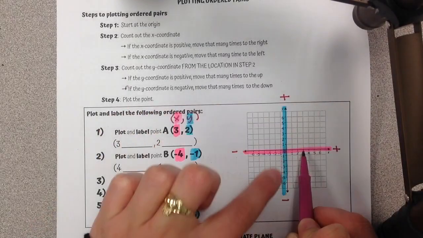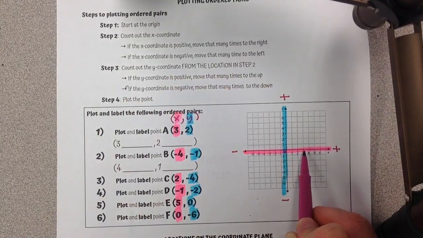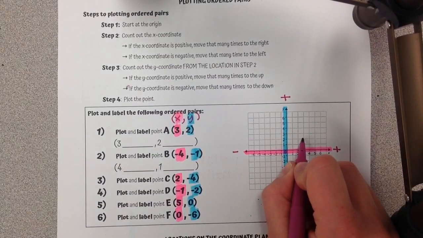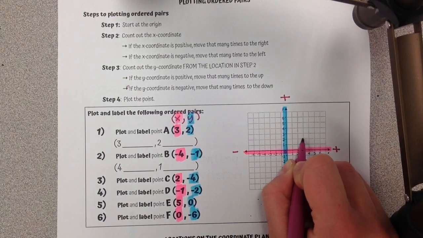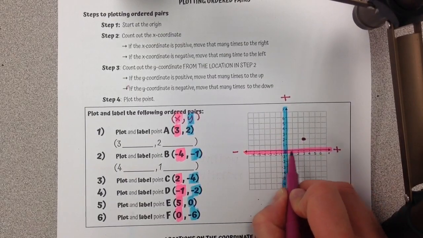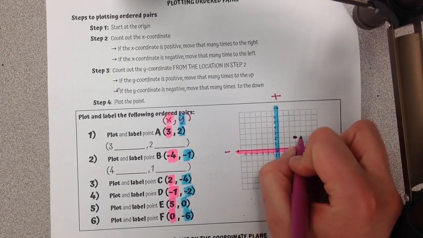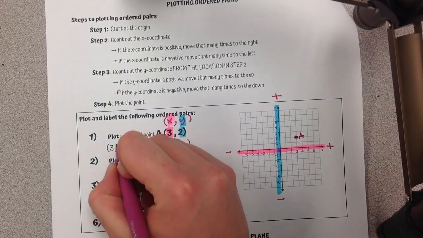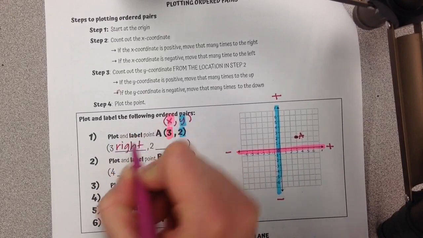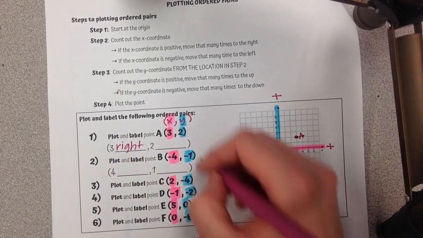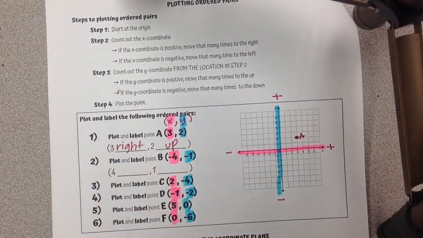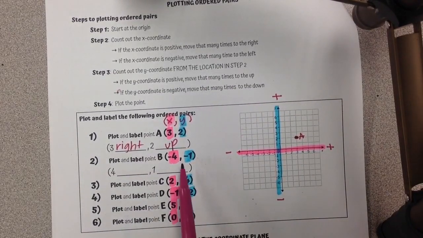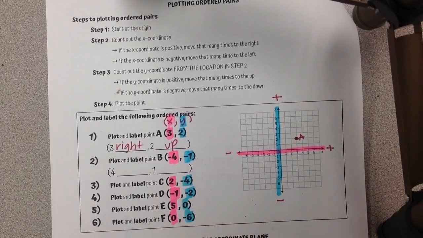Okay, so I went in the positive x direction, I'm going in the positive y direction. Okay, so from that 3, I'm going to go up 1, 2, and then my last step is to plot that point. So my point is (3, 2), and I'm going to label that A. Okay, so I moved to the right 3, and I moved up 2.